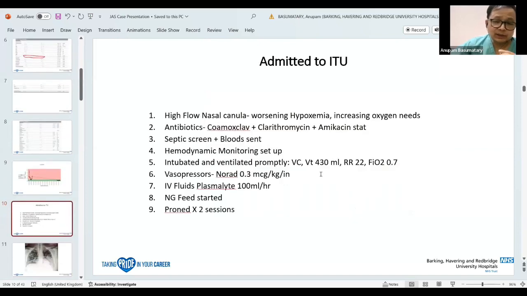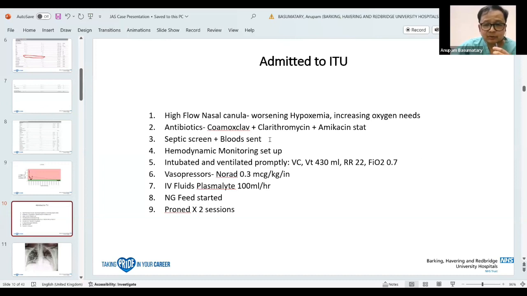So this gentleman was immediately escalated for ITU assessment. Our team took over the patient and brought him to the ITU. He was immediately started on high flow nasal cannula oxygen. He was started on antibiotics, even in the A&E standard because of chest infection: Co-amoxiclav, clarithromycin, and he was also administered a stat dose of amikacin as well.